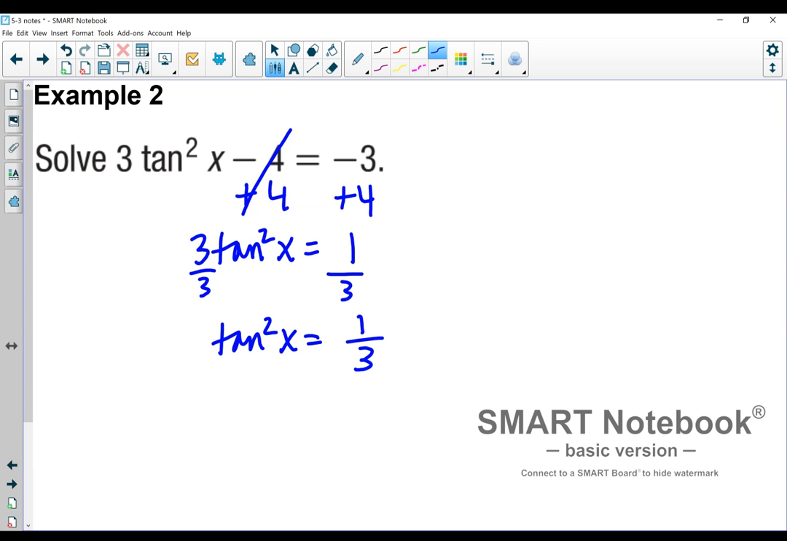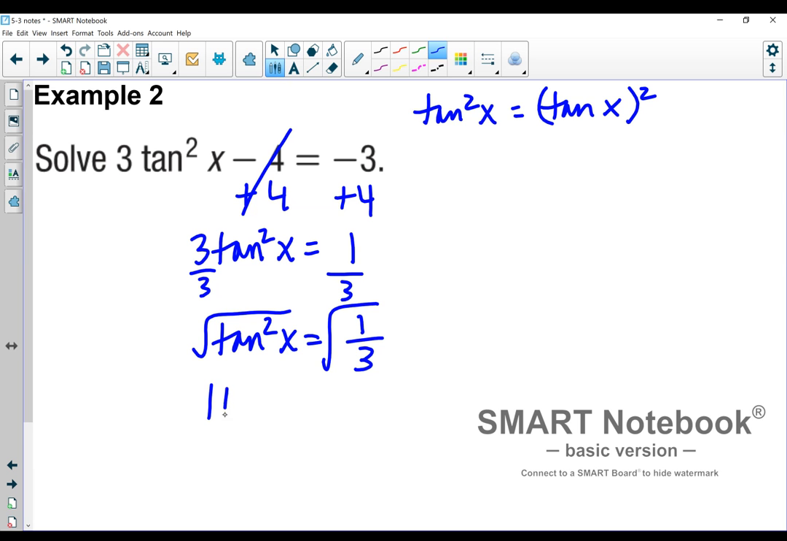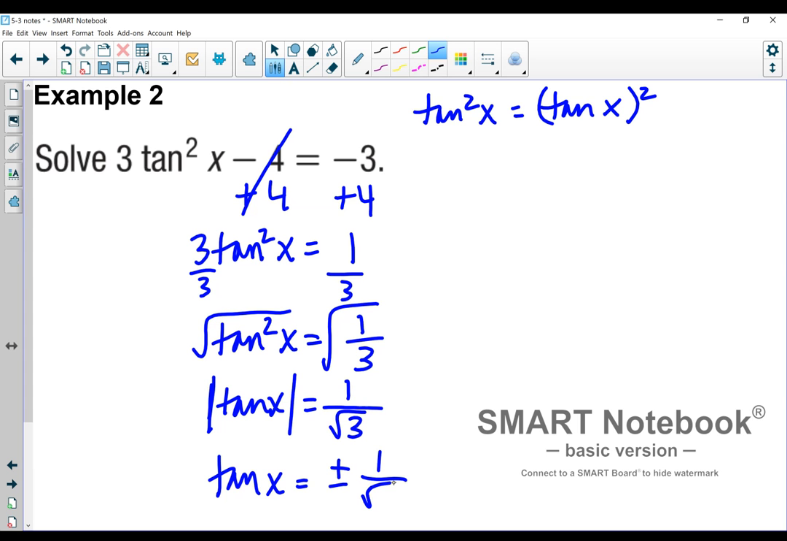And then because it's squared, we have to take the square root. Remember, if I have tangent squared x, that's the same thing as tangent of x, squared. This is really how we're writing it. So we need to do the square root. If I square root it, I have the absolute value of tangent x. And then when I square root 1/3, my numerator is just 1, my denominator is square root of 3. And so tangent x equals plus or minus 1 over the square root of 3.